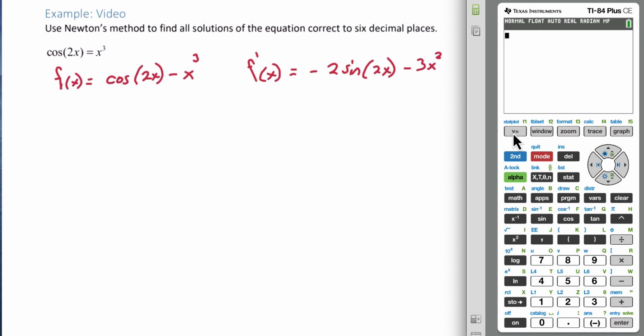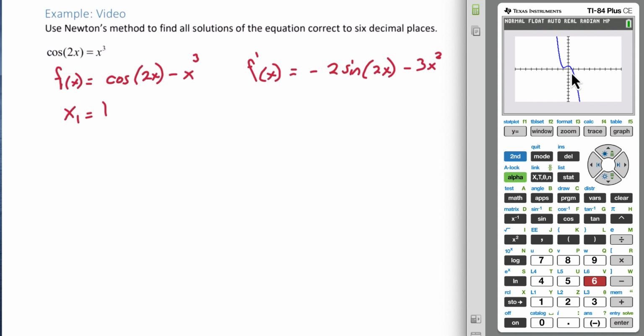Next, we can graph f: cosine of 2x minus x cubed. Looking at the graph, we can see that it looks like the 0 is around 1. So let's let x sub 1, our first approximation, be 1.